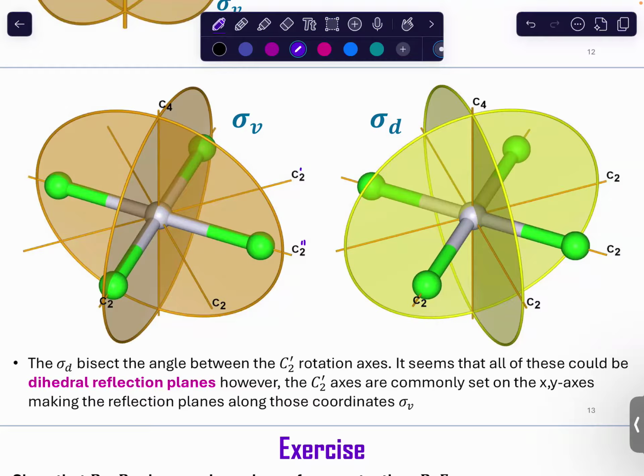So the sigma D will go with the double primes. First off, notice how the sigma D's cut through the bond angles. That's your first clue. And then they are along the primes, so they cut between a double prime and a double prime. These will take some practice to get used to.